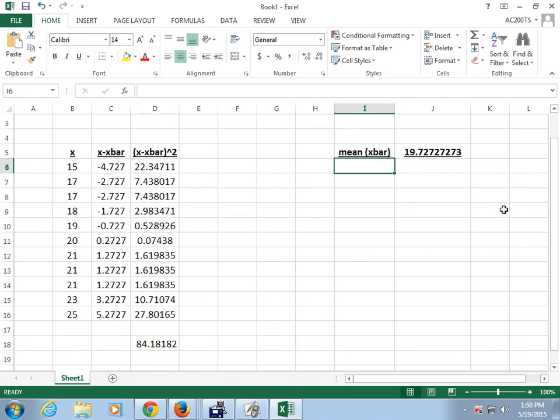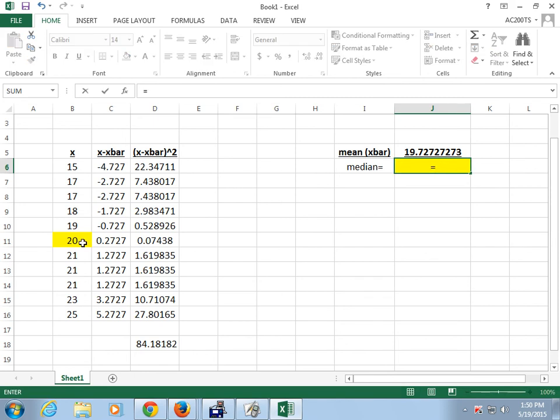Now I got to find all my other stuff. Mean, median. What do you do with the median if you have an odd number for n? You just count down to the middle, right? See, 1, 2, 3, 4, 5. So 20 is our median. Mode. Does anything show up more than once? 21 is the mode.